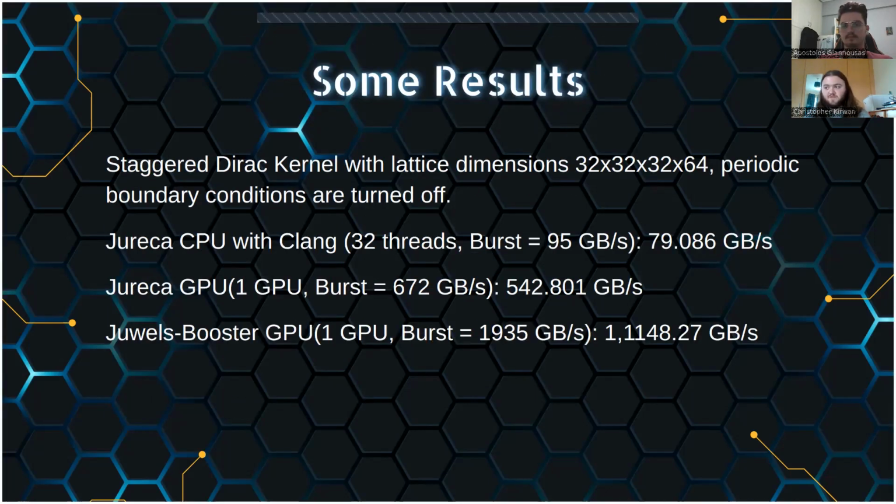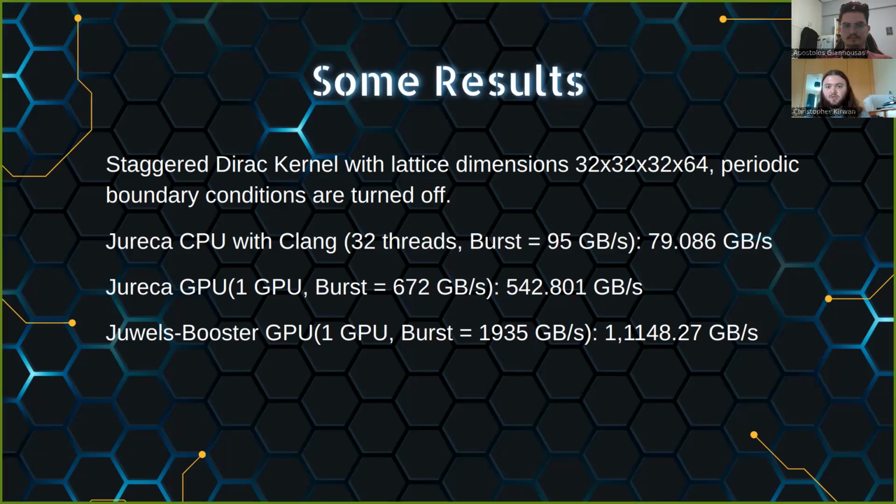So just to discuss a few basic results, we had a staggered Dirac kernel with lattice dimensions of 32 in the spatial directions and then 64 in the temporal direction. And the periodic boundary conditions are turned off, so that we just had an extra ghost layer on each dimension. It just meant that we got through our calculations in a much more efficient manner. So we didn't have to calculate periodic boundary conditions at every site, which just reduced the memory throughput.